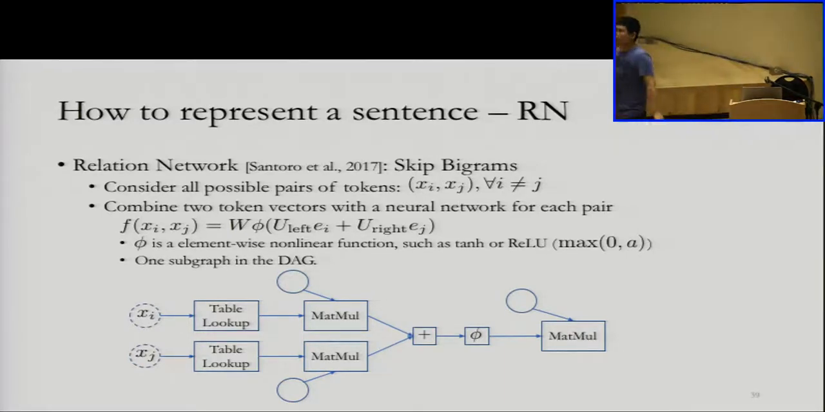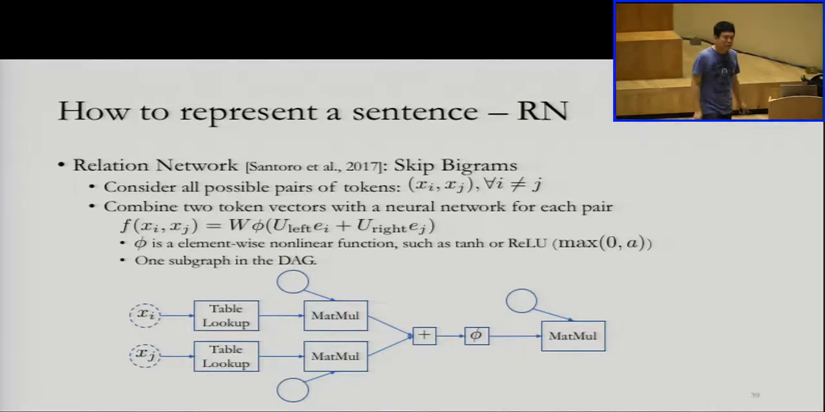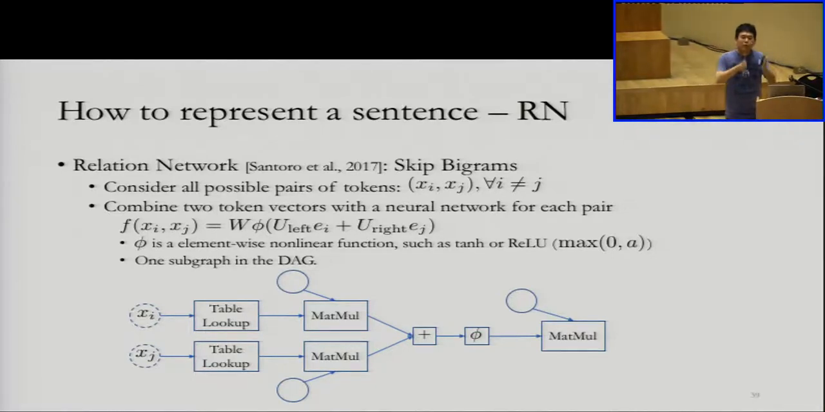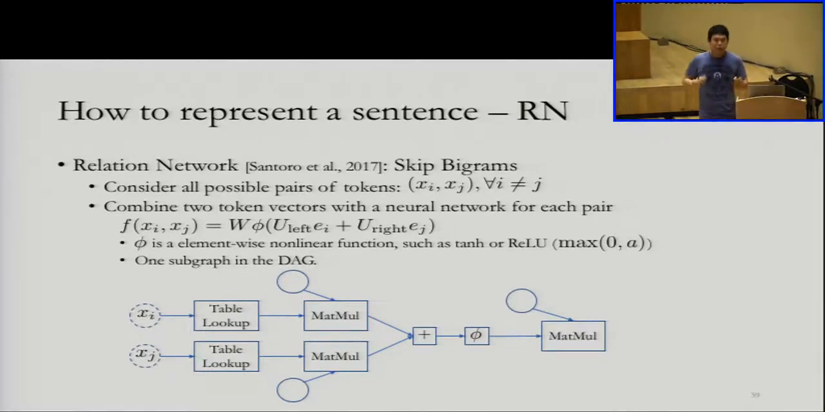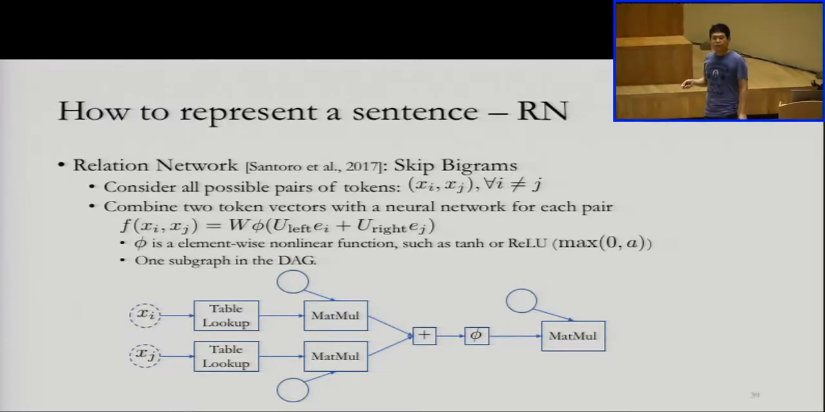So the idea is that it's a bigram, so we're going to look at two words at a time. We're going to look at a pair of tokens at a time, but then we're not going to look at only consecutive pairs. We're going to look at every possible pair of tokens in the sentence. And then given some arbitrary pair of tokens, we're going to have a relational net module that's going to take as the input these two tokens. So initially, it's going to be the token indices, right? We are going to have two integer indices.